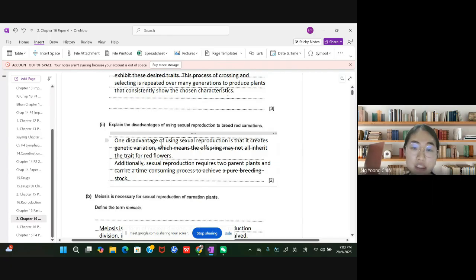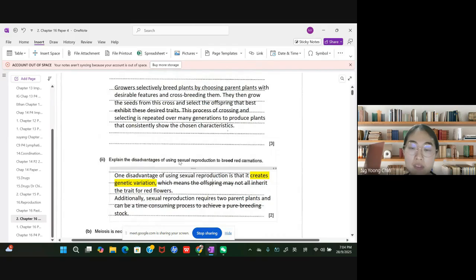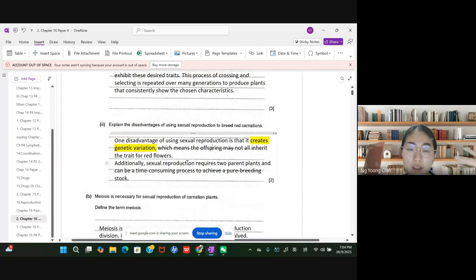So the disadvantage of using sexual reproduction is that it will create genetic variation. Okay, it will create genetic variation. So this means that the offspring may not inherit the trait for the red flower. It's because in sexual reproduction you produce a zygote, I mean offspring, that is not 100% genetically identical, compared to asexual reproduction. So that's why the offspring produced is different from the parents. It will lose some of the traits which resemble the parents.